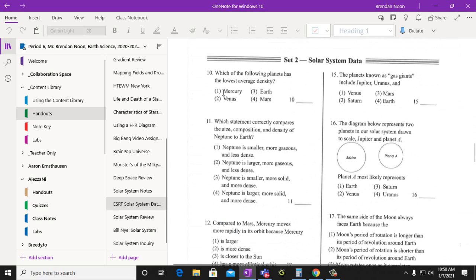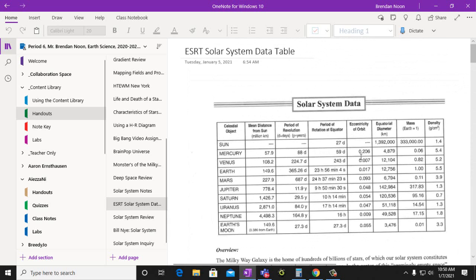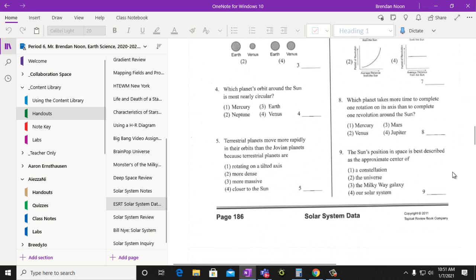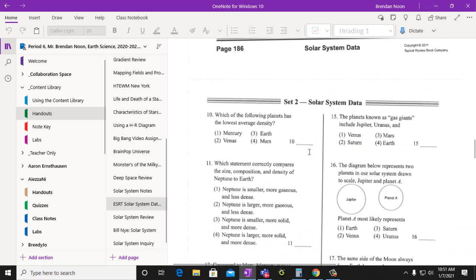Which of the following planets has the lowest average density? All right, so these are just the terrestrial planets, and if we go up to our terrestrial planets and look at the density of just the first Mercury, Venus, Earth, Mars, we have Mars has 3.9, right? So this is 5, 5, 5, and Mars is 3.9. So Mars has the lowest. Mars has the lowest average density.